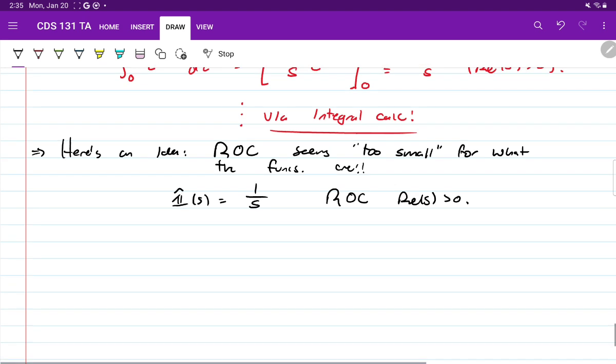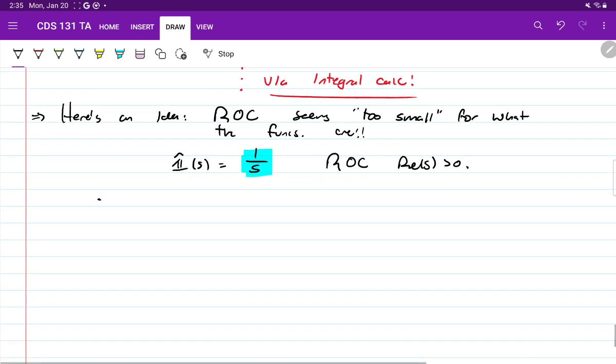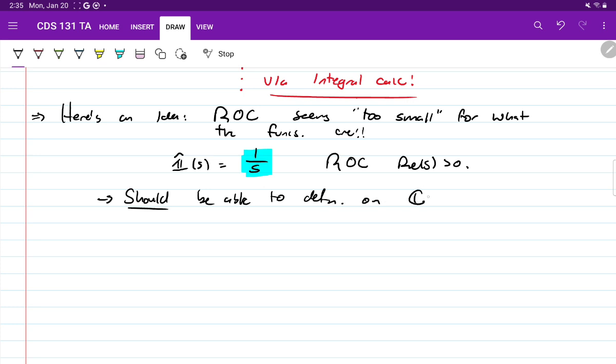What's the problem here? Well, we know that this function 1 over s can be defined on a much larger region than real part of s greater than 0. So we should be able to define this on all of C minus the origin, because we know the function 1 over s makes sense there. So why are we stuck with just dealing with this function on the real part of s being greater than 0? Can we actually extend the domain of this function in some nice canonical way?